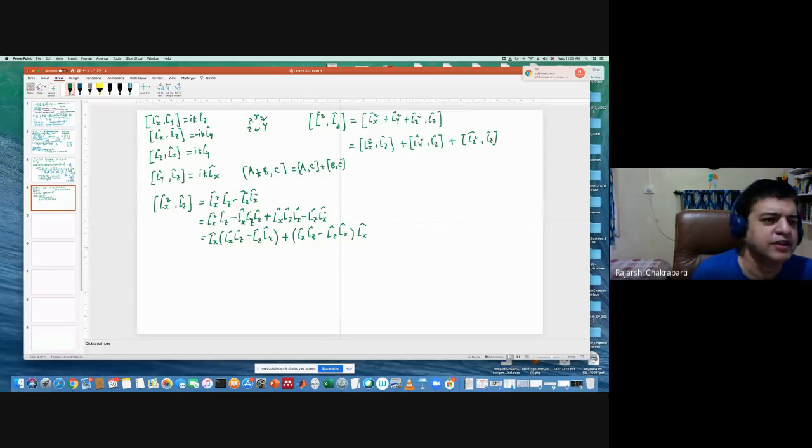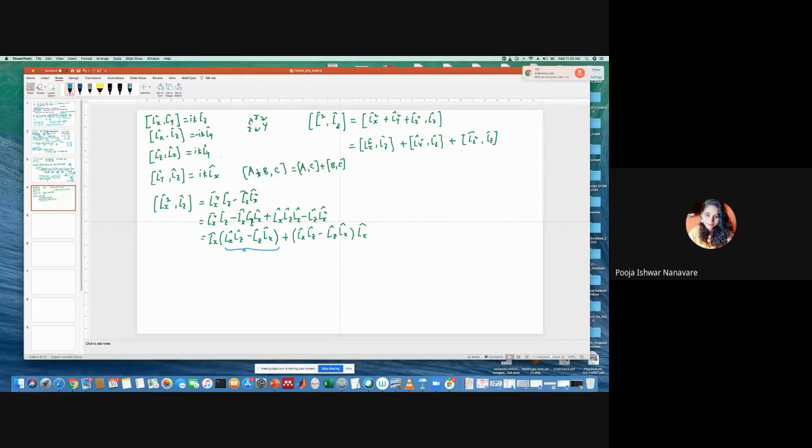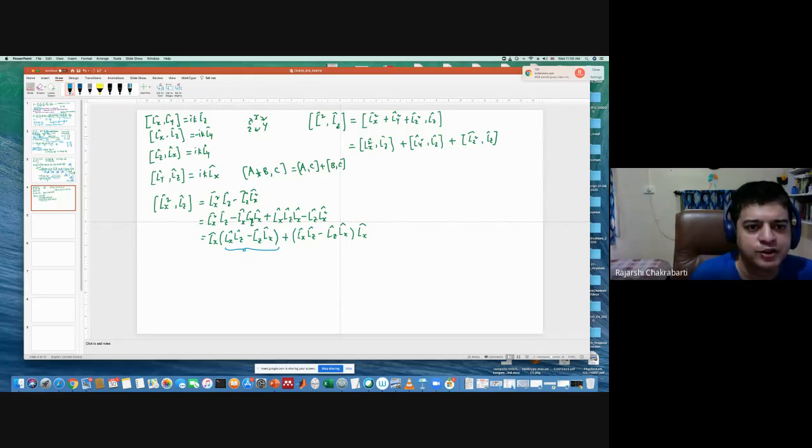It is not very difficult. What about this? Do you know the answer to this? Lx Lz, I told you. It is nothing but the commutator of Lx comma Lz, which is minus iħ Ly, isn't it? This will be minus iħ Ly. What about this? Tell me. The same thing, no? So what I have here is, I can just write it down.